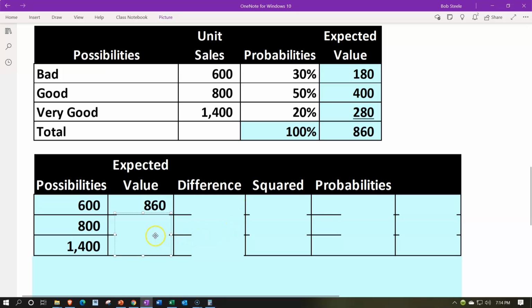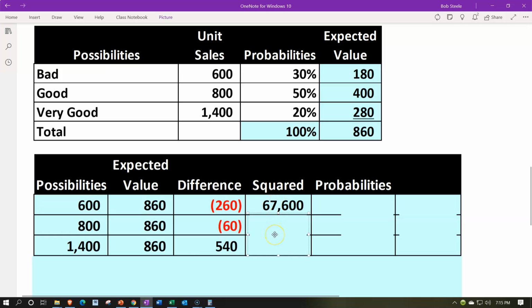The expected value then, which we now see is kind of like the average, the mean, the expected value. It's a well-known figure. It goes by many names, 860. And then the difference is going to be the 600 minus the 860 is the negative 260, 800 minus the 860, negative 60, and then the 1,400 minus the 860 is the 540.